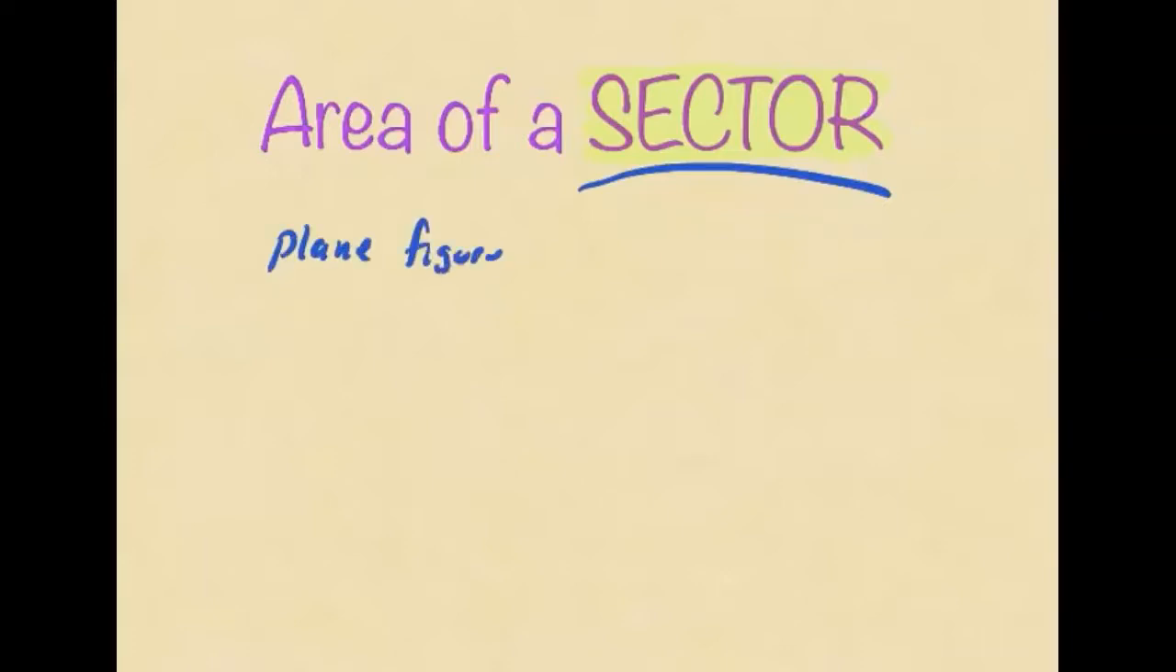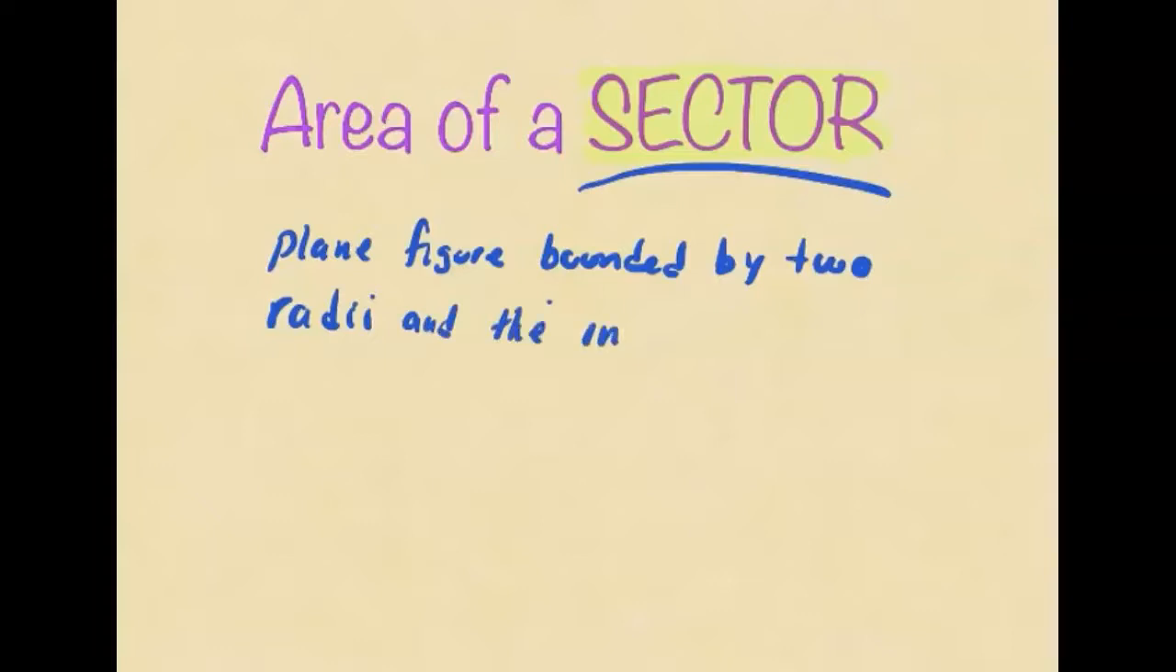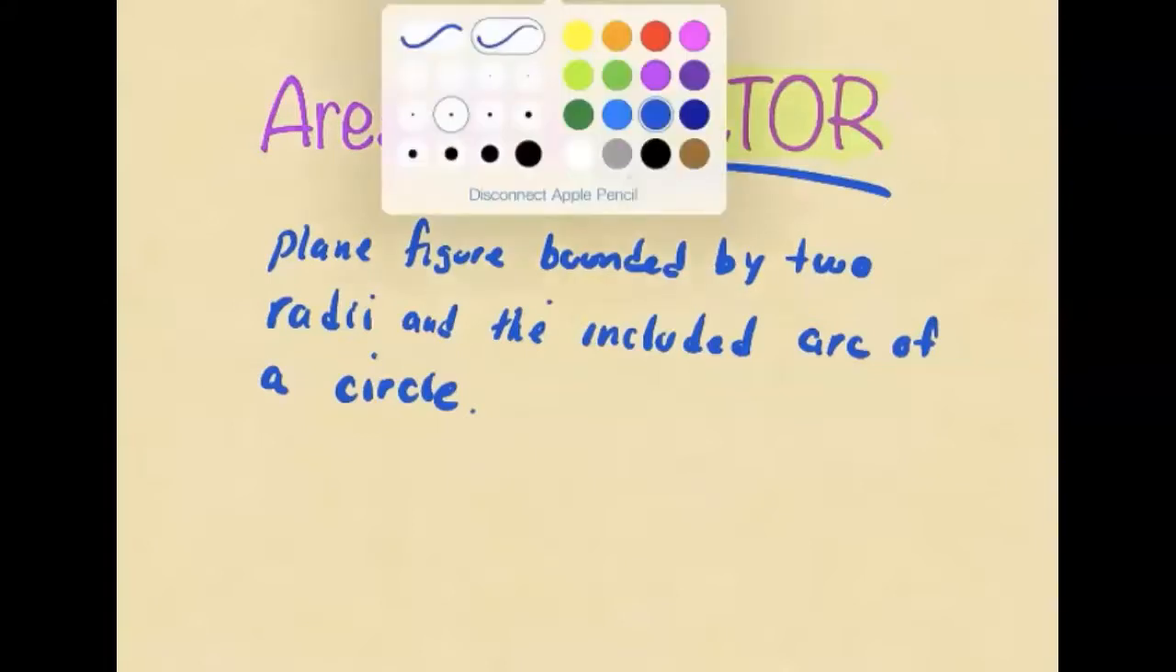A plane figure bounded by two radii and the included arc of a circle. What? All right, so if you look it up online or in a math book, which we don't have, that's what it would tell you. A plane figure bounded by two radii and the included arc of a circle. I can make that way simpler.